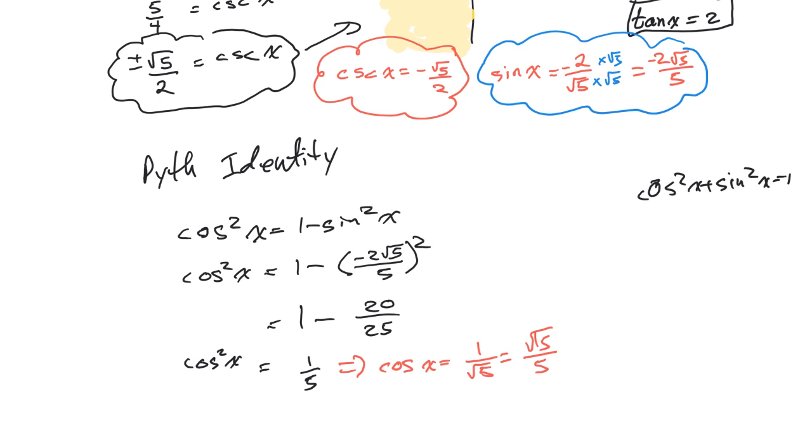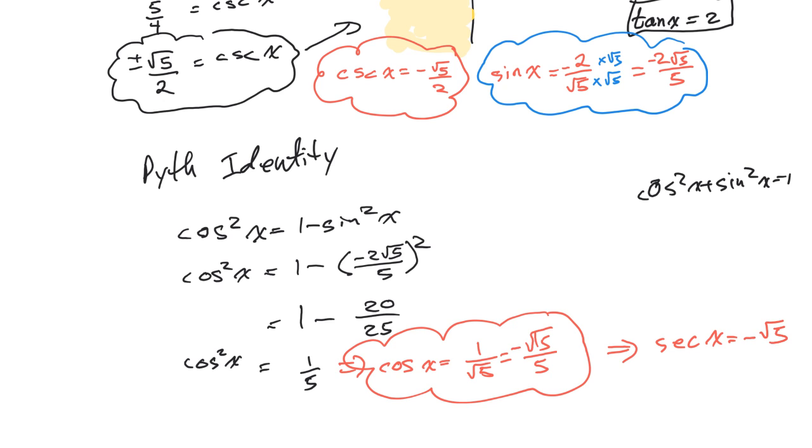And now all you're left to do is to calculate the ratio of secant x. Negative root of 5. And this should be negative root of 5. It should be negative because it's in the proper quadrant there. And we're left with that.